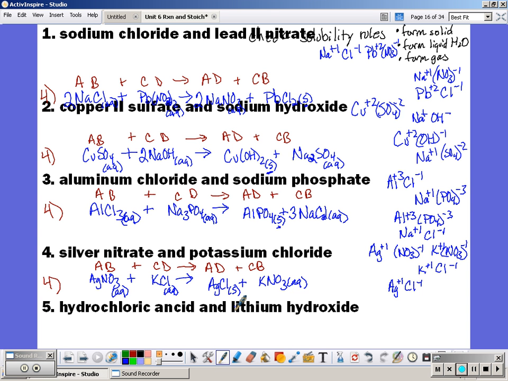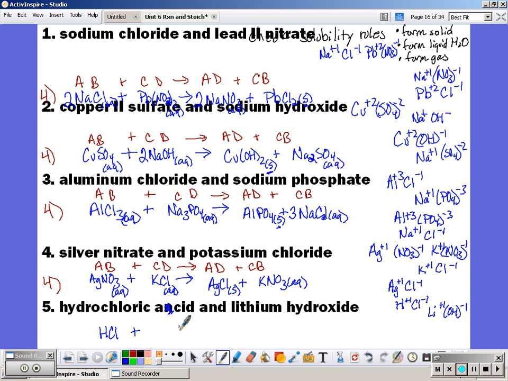Number 5, hydrochloric acid. It's an acid, so it starts with hydrogen. It says hydro, so it's binary, and the other element is just chlorine. So it's HCl. And is plus. Lithium is Li plus 1, and hydroxide is OH minus 1. So that is LiOH.